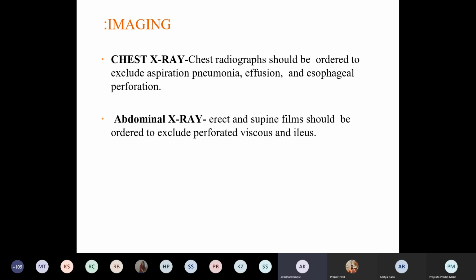Now, other investigations which are needed, one is the chest X-ray. Chest X-ray should be done to exclude aspiration pneumonia, effusion, and esophageal perforations. Also, abdominal X-rays are done to exclude perforated viscus and ileus.